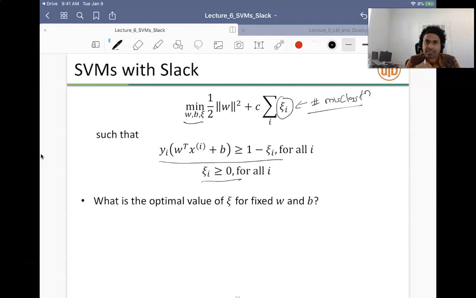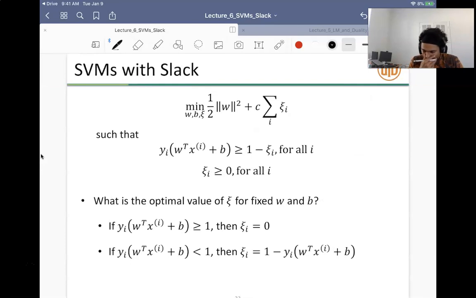Right. So what is the optimal value of epsilon for a fixed W and B? Okay, so this is easy to see. In fact, note that if y_i multiplied by W transpose x_i plus B is greater than or equal to 1, right, then my epsilon_i is equal to 0. But if y_i multiplied by this term is strictly less than 1, then I can exactly set epsilon_i to be 1 minus y_i multiplied by W transpose x_i plus B, right?